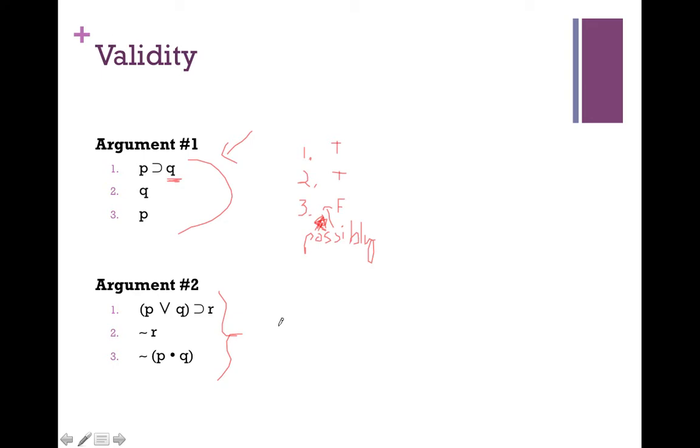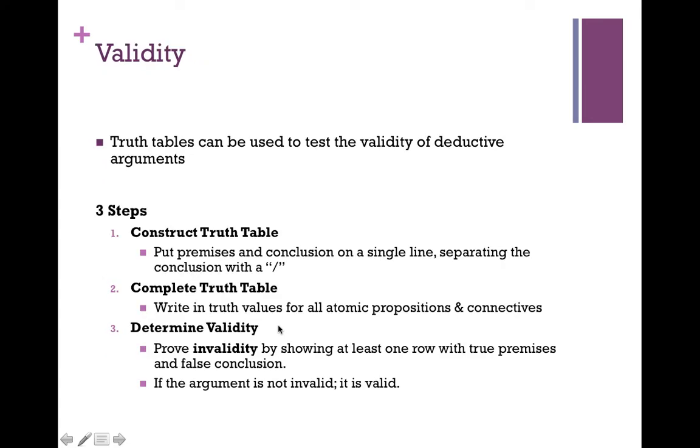And for these arguments, what we're going to do is construct truth tables in order to prove validity or invalidity. As far as this goes, there are going to be 3 steps that we have to follow in order to construct the truth table for validity and invalidity. The very first step is that we construct the truth table. By this, what I mean, and I have it filled in here, is we're going to put the premises and conclusion on the top line of the truth table, premise 1, premise 2, and then we're going to separate the premises and conclusion by using a slash.